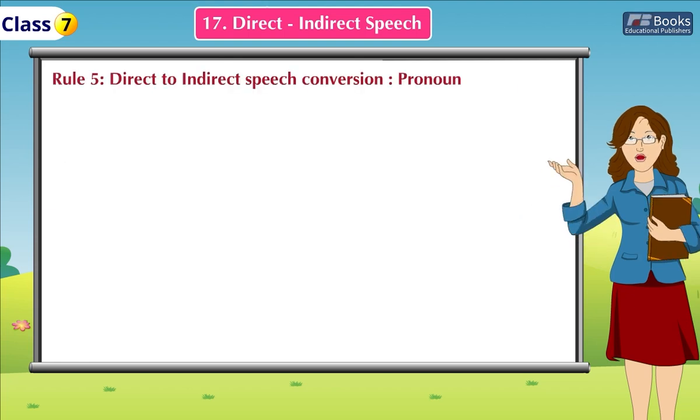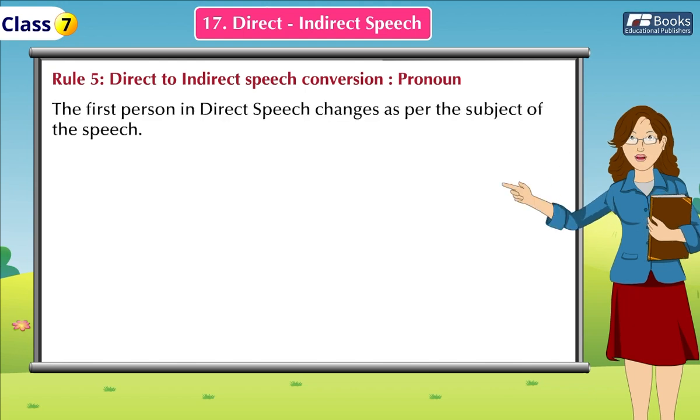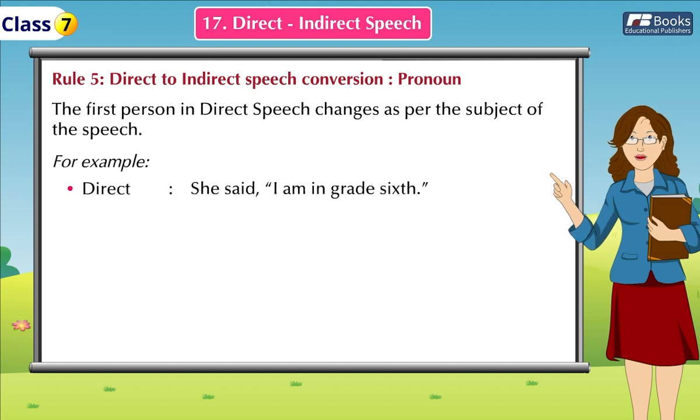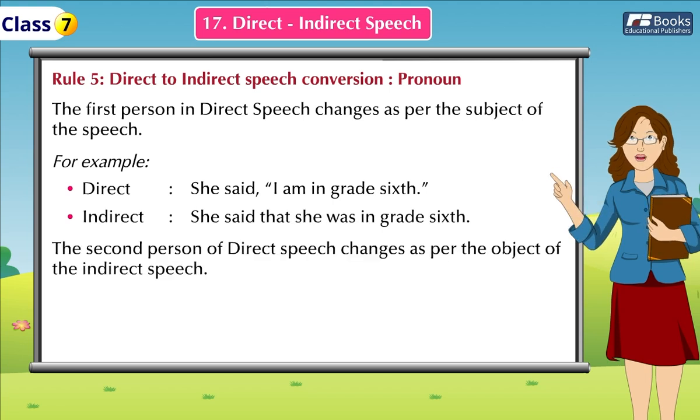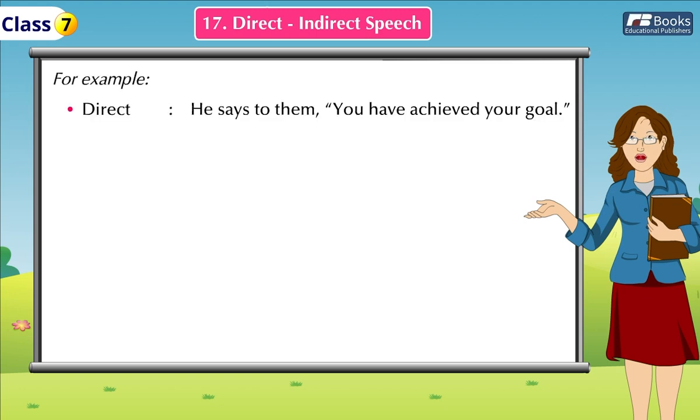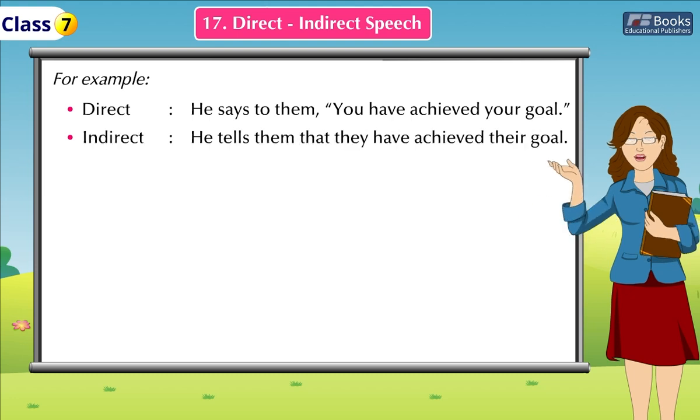Rule 5. Direct to indirect speech conversion. Pronoun. The first person in direct speech changes as per the subject of the speech. For example, direct: She said, "I am in grade 6." Indirect: She said that she was in grade 6. The second person of direct speech changes as per the object of the indirect speech. For example, direct: He says to them, "You have achieved your goal." Indirect: He tells them that they have achieved their goal.